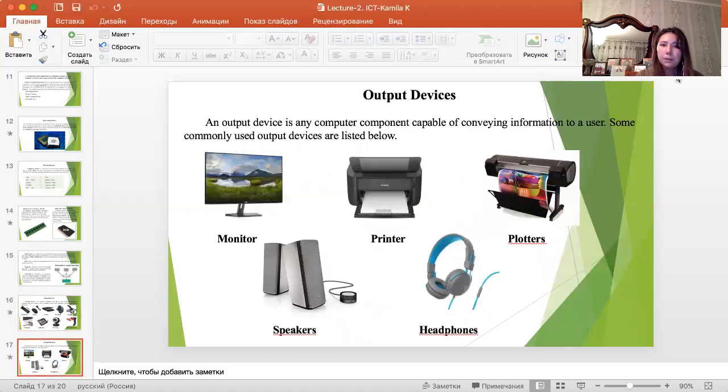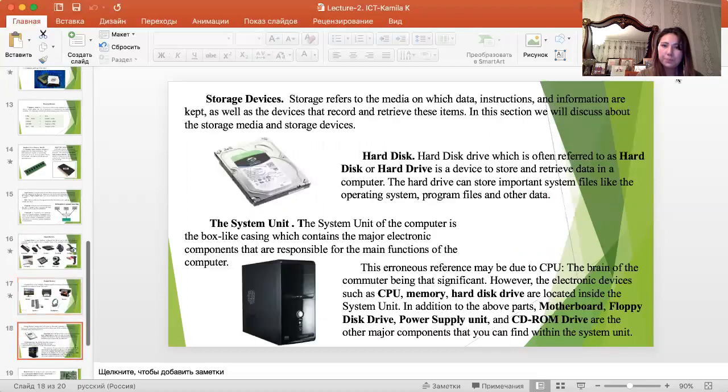Output devices. An output device is any computer component capable of conveying information to the user. Some commonly used output devices are listed below: monitor, printer, plotters, speakers, and headphones.